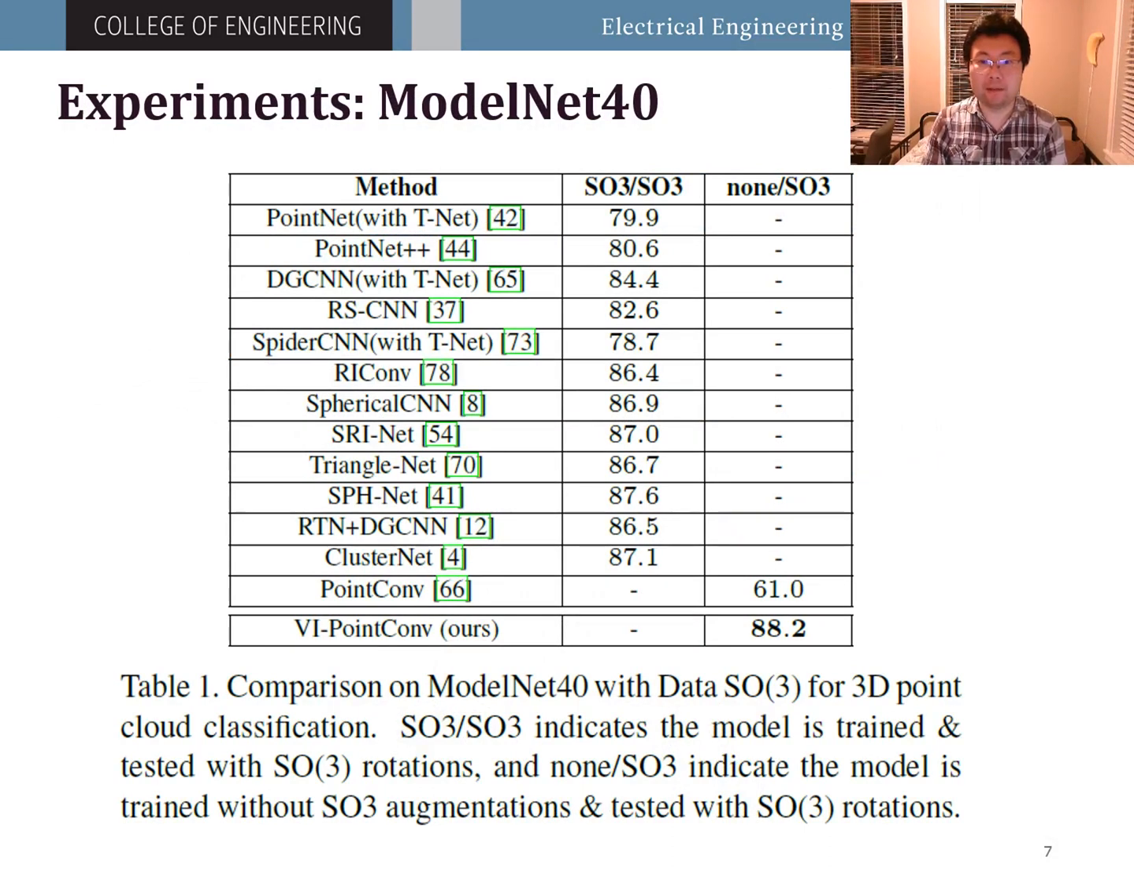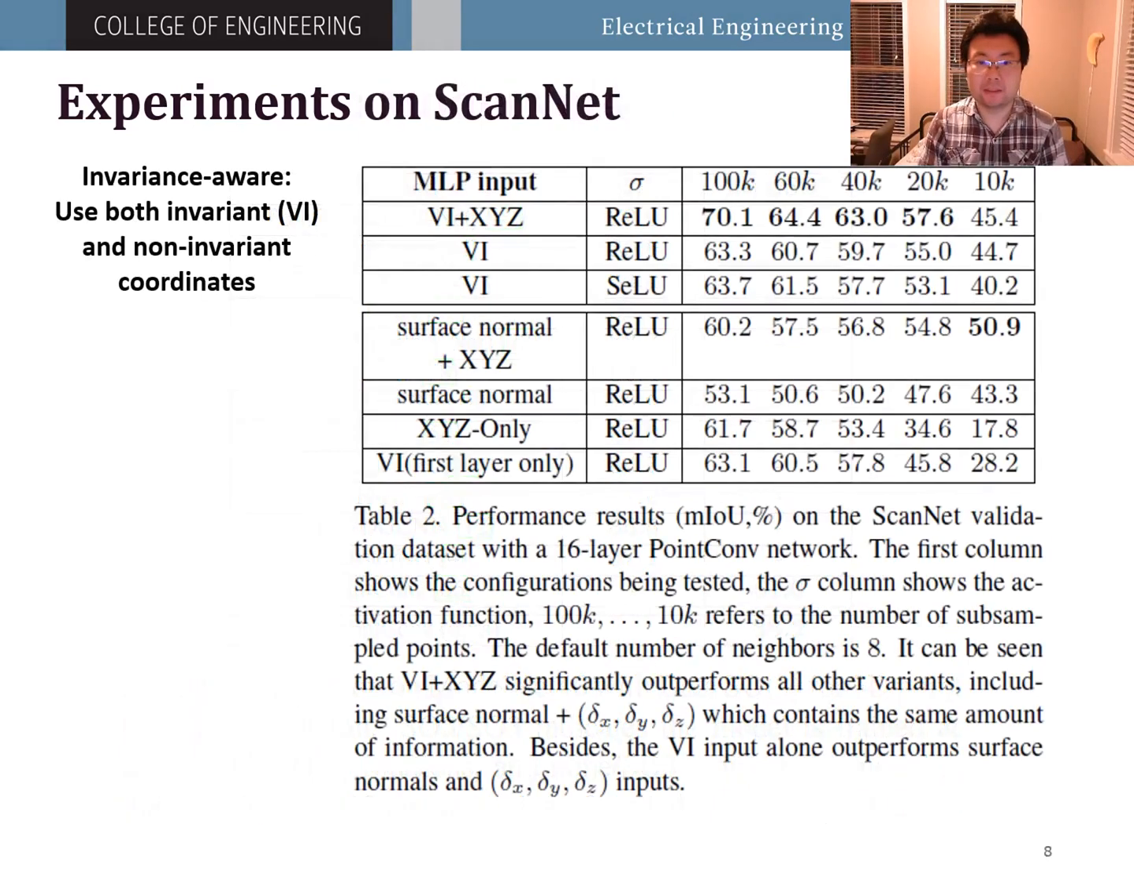Our first experiment is on ModelNet 40, where we showed that our approach does not need any training augmentation, yet can generalize to unseen augmentations at testing time and outperform all previous approaches that actually need training time data augmentation. On the realistic indoor ScanNet dataset, we show that by making the weights invariance aware, which uses both viewpoint invariant coordinates as well as the non-invariant coordinates, our approach can significantly outperform previous approaches and also be significantly more robust to test time downsamplings, which means testing at an unseen scale.